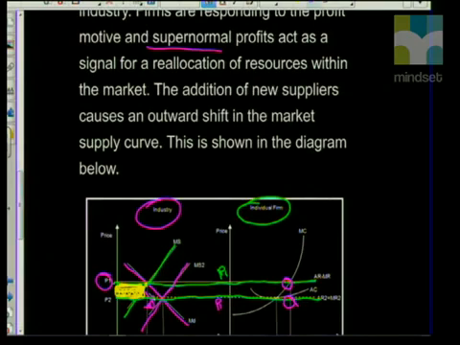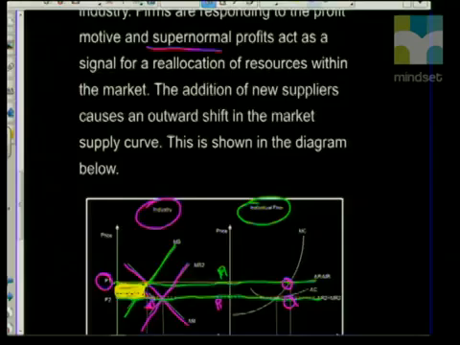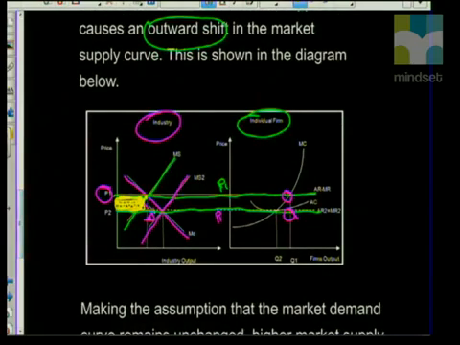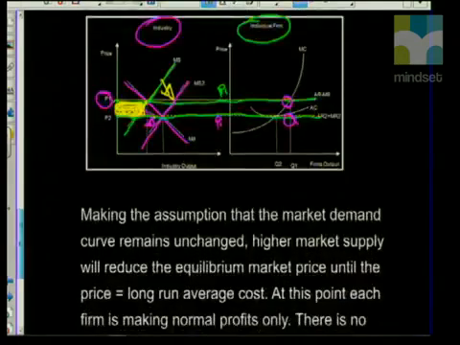People will react to the opportunity as a signal for a reallocation of resources. That means currently I am using my resources to offer a certain service or a certain product. But there is an opportunity to make more profit in a different area. And I might take my resources and use them differently. The addition of the new supplies causes an outward shift. The outward shift refers to the increase in supply that I indicated here. And this is shown in the diagram below.